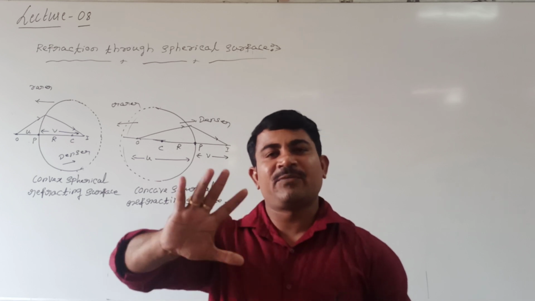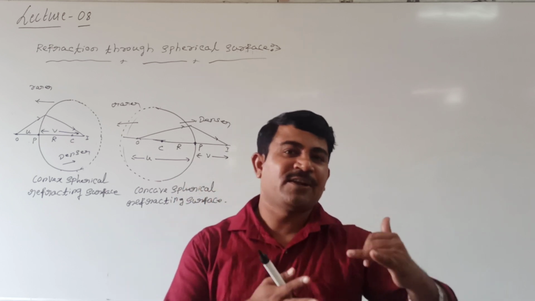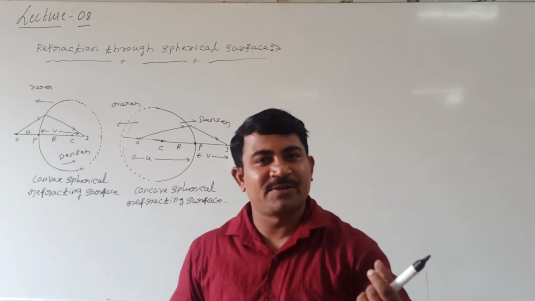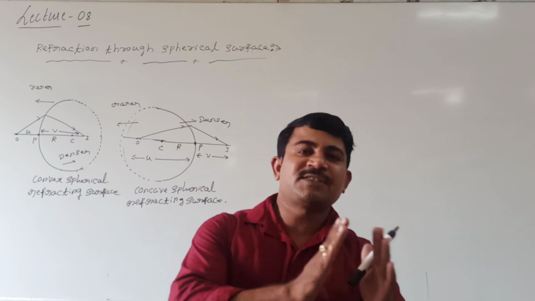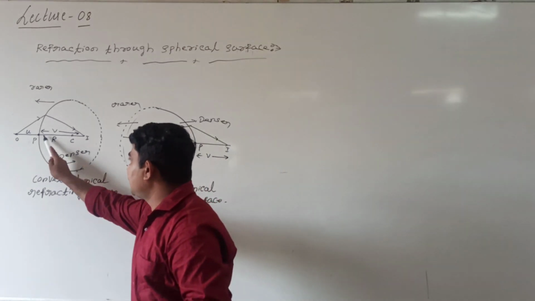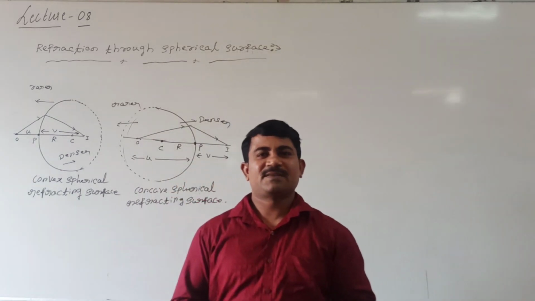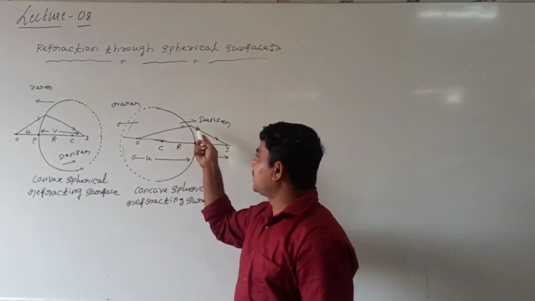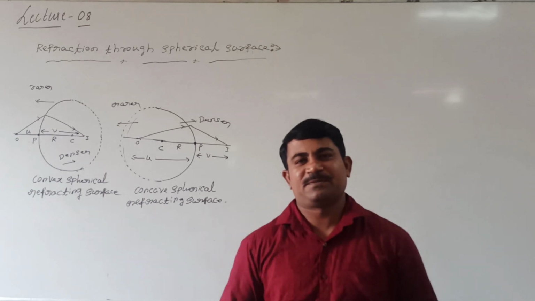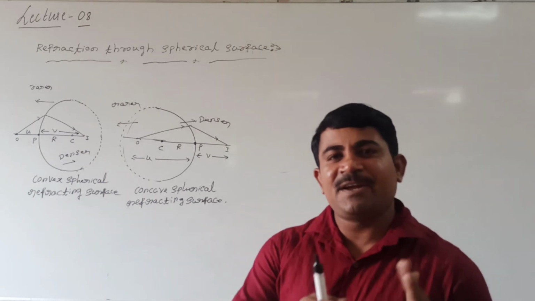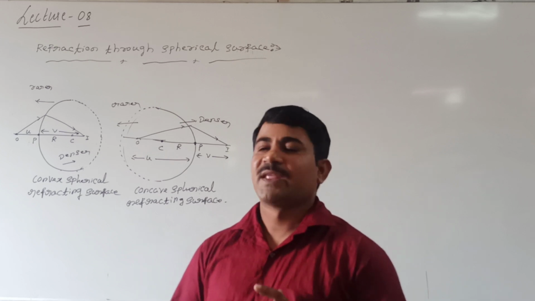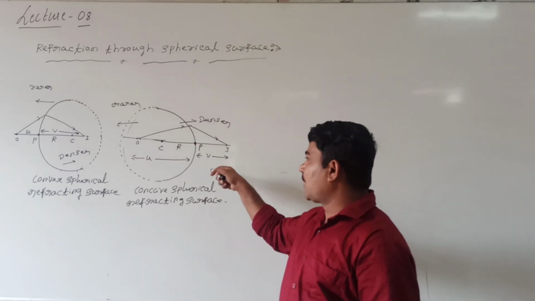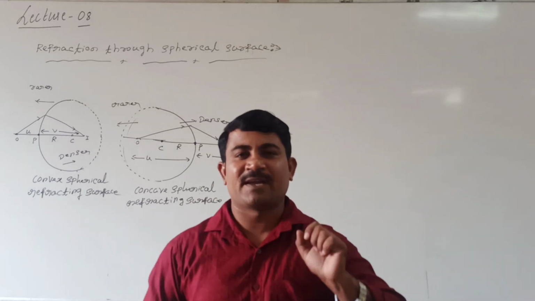And what sign conventions are we using during refraction? Whatever sign conventions we used during reflection of light, the same sign conventions we will take. First, all distances are measured from the pole. Second, along the direction of the incident ray, all distances are taken to be positive. Opposite to the direction of the incident ray, all distances are taken to be negative. Distance measured upward perpendicular to the principal axis is taken to be positive, and distance measured downward perpendicular to the principal axis is taken to be negative. Remember this point.